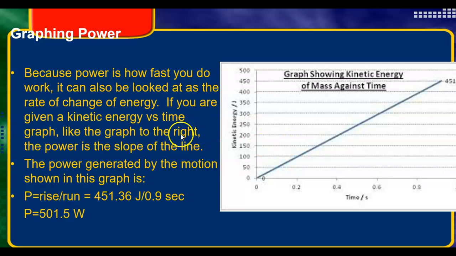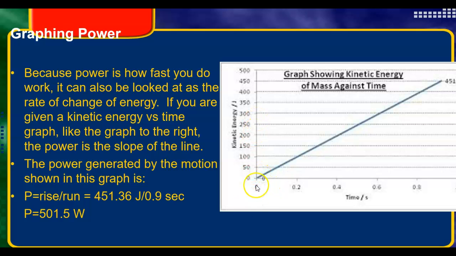So if you're given a kinetic energy versus time graph like this one, the power is the slope of the line. Change in energy over time. Power is change in energy over time because work is change in energy. So the power generated by this motion is the rise over the run.